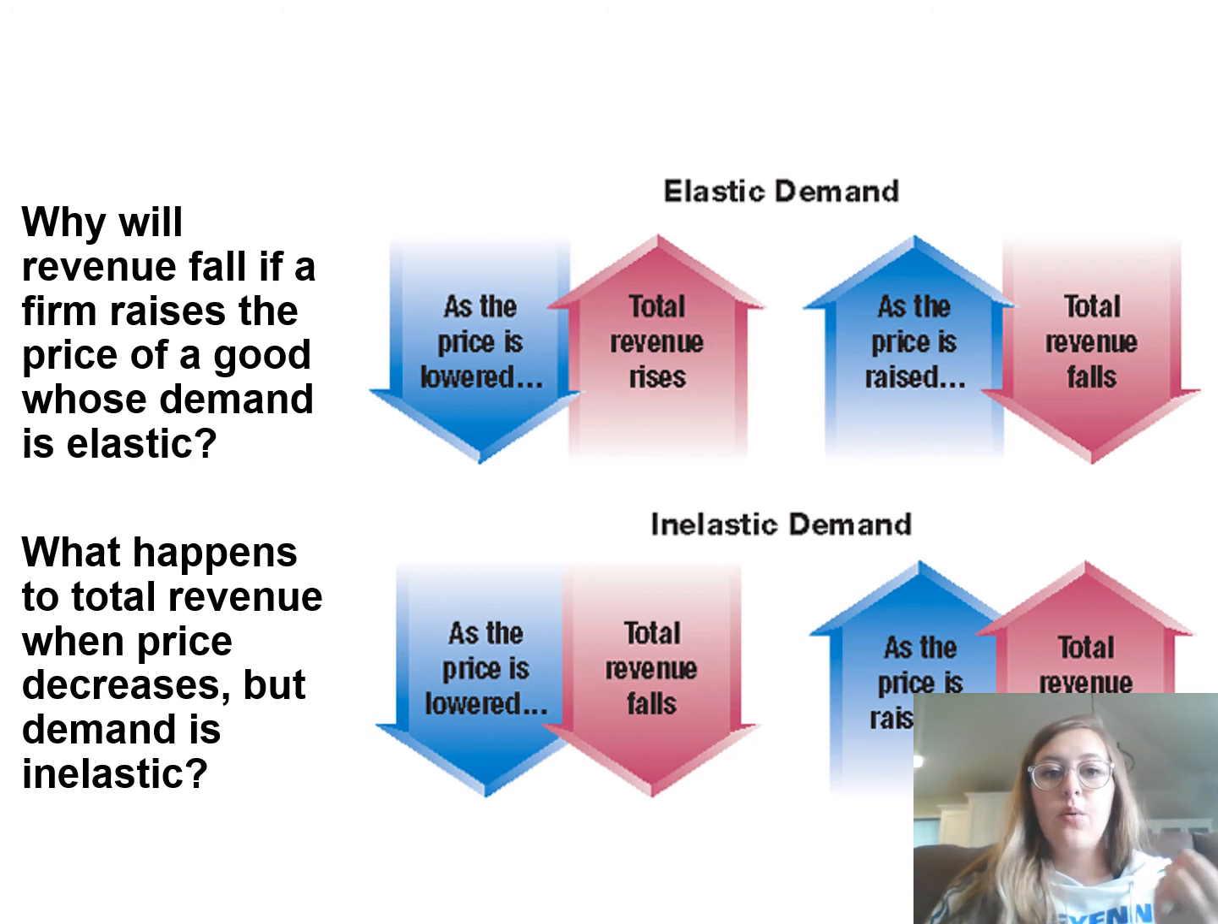So elasticity of demand determines the effective price change on total revenues. This slide asks, why will revenue fall if the firm raises the price of a good whose demand is elastic? That would be because demand decreases by an even greater amount than the price increase, right? And then the second question asks about the same question, but if the good is inelastic. And you can see that sort of drawn out in the chart for you on this slide.